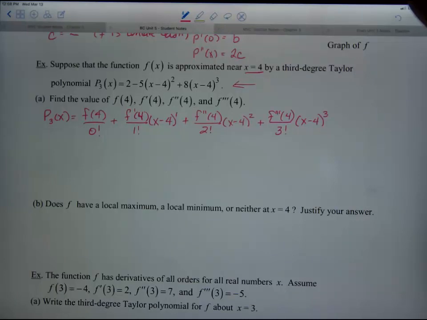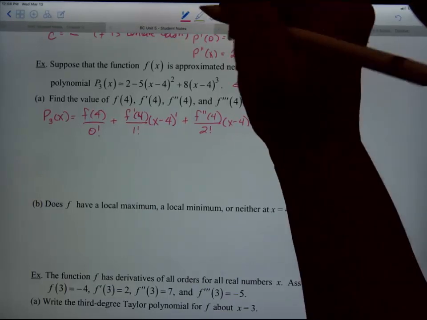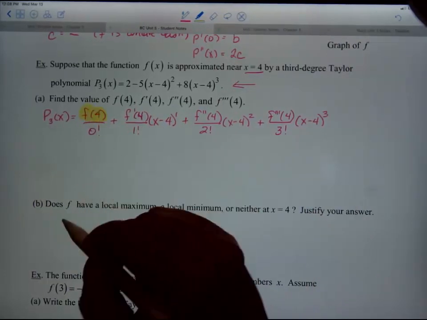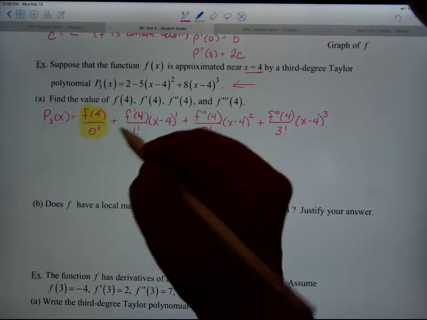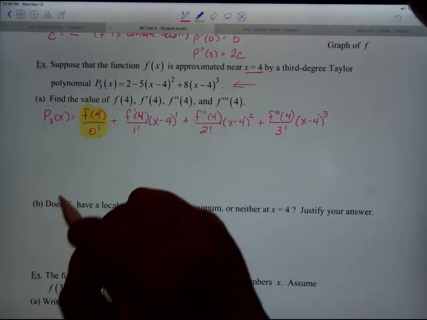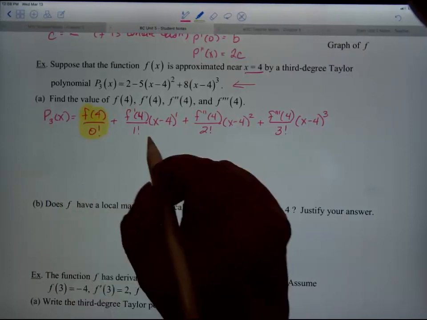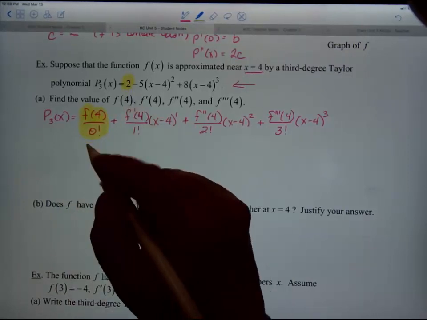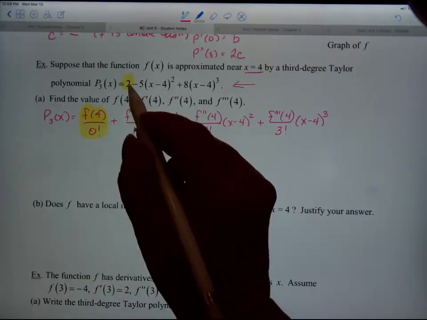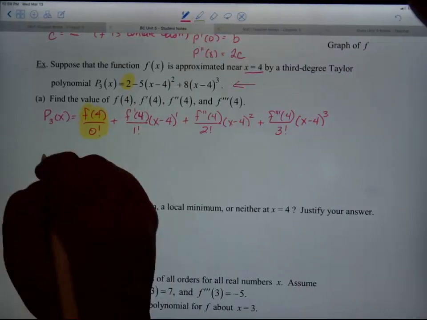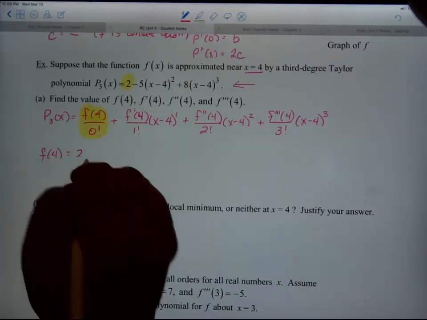All right. Now what we're going to do is match up our formula with the Taylor polynomial that they gave us. So I'm going to use my highlighter to help me. F of 4 is the first thing they want. Now notice where f of 4 is. It's over a 0 factorial, and it does not have an x on it. Which term in the polynomial they gave us has no x on it? The 2. And since 0 factorial is 1, that means that f of 4 is 2, because they're in the same location. So we're going to write f of 4 is 2. We're done with that.